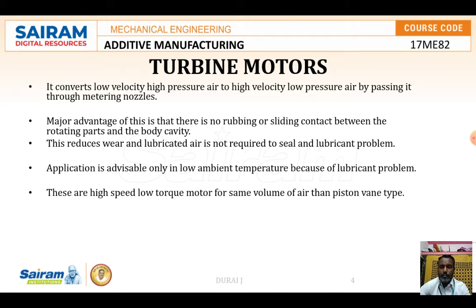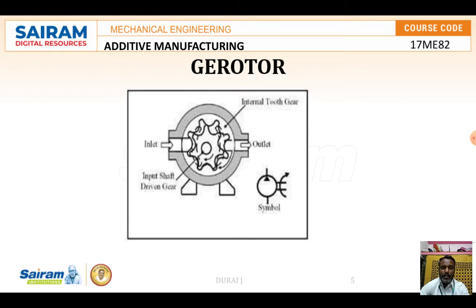The major advantages here: there is no rubbing and sliding contact between the rotating parts and the body cavity. Mainly this reduces wear, and lubricated air is not required, so there is no seal and lubricant problem. Application is advisable only in low ambient temperature because of the lubricant problem. These are high speed, low torque motors for the same volume of air compared to piston pumps.